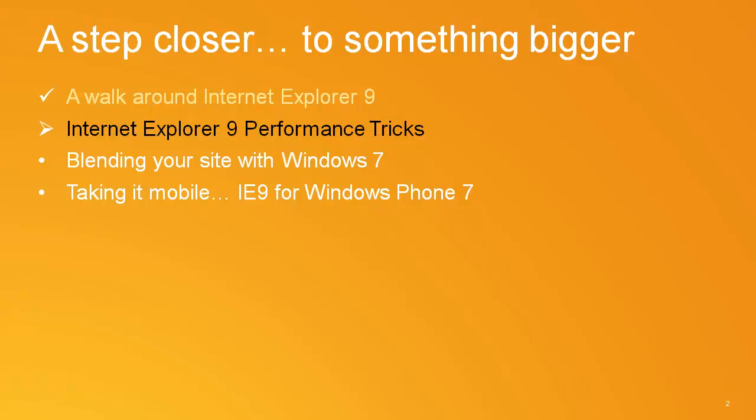And at the same time, following this presentation, we're going to be talking about how you can blend your site with Windows 7 and how you can bring all of these features that Microsoft put together in Windows 7 applications, and then how you can take advantage on your website so that they behave a little bit closer to applications. And at the end, we're going to be talking about how you can take your website to mobile and how you can take advantage of Internet Explorer 9 on Windows Phone 7 on the Mango version.